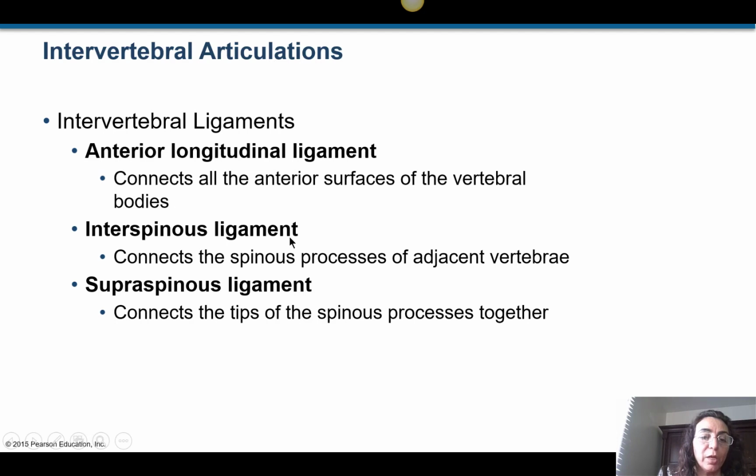We have interspinous ligaments that connect the spinous processes of adjacent vertebrae. Like imagine this is one vertebra, this is the next vertebra, this is the spinous process, this is the next spinous process. You have them between them vertically, right? I will show you the picture. Supraspinous ligament connects the tip of the spinous process only, not the whole length, just the tip. Like if this is one spinous process, this is the next spinous process, only the tips of them are connecting to each other, and that's the difference between interspinous ligament and supraspinous ligament.